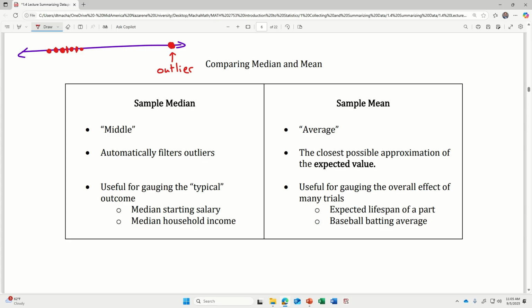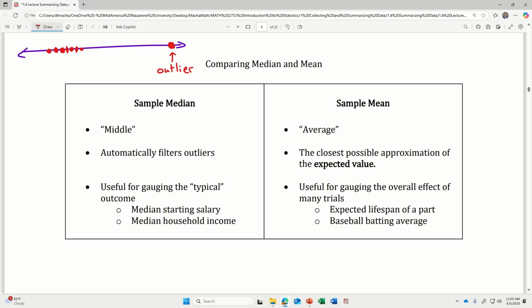But if I use the median, my process of eliminating the lowest and then eliminating the highest, scratching out the lowest, scratching out the highest, scratching out the lowest, scratching out the highest, that's immediately going to take out the outlier. So it kind of filters it out. It's more resilient against outliers.